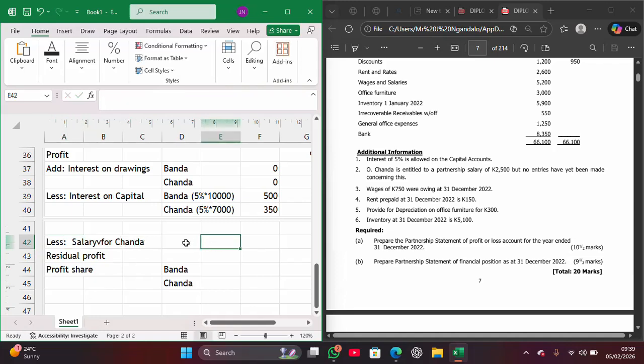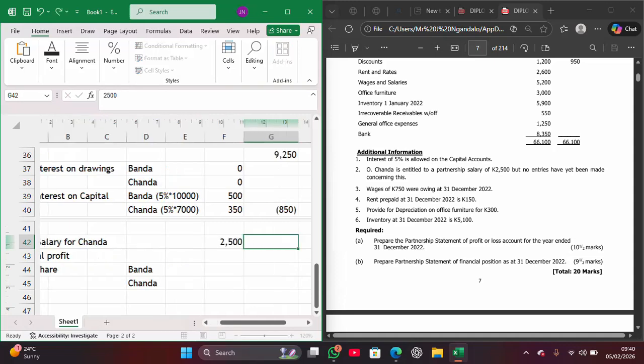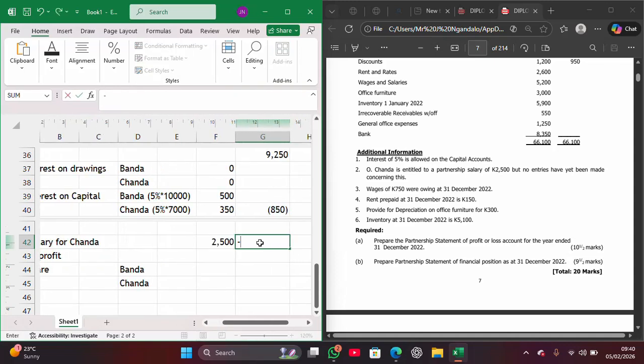So other salaries have been included in the profit or loss because they are for other workers. This person is a partner, so you can't include their salary in the profit or loss. Okay, that's the point. So how much is that? You said 2.5. So again we less, isn't it? Yes.